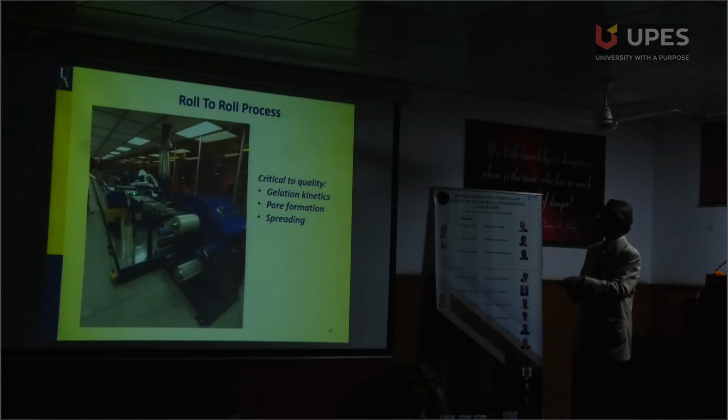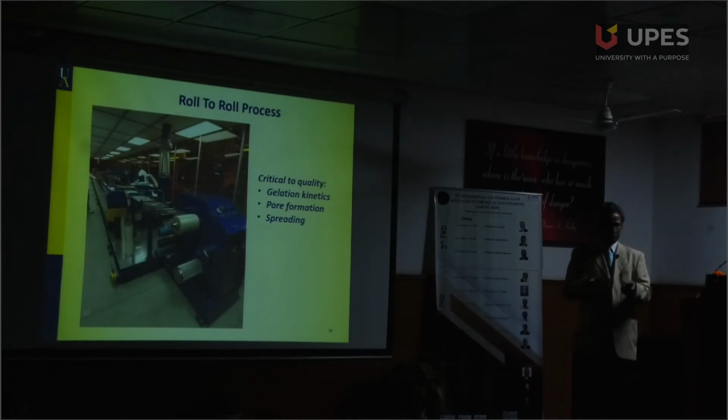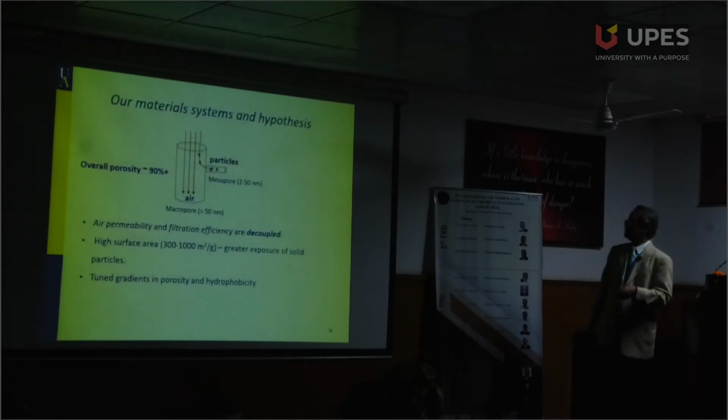it flows, and then we collect the material on a roll system and take it to a supercritical dryer. The kinetics of gelation, the dynamics of pore formation, and also the spreading, all three are very important. So we have a very good handle on how to make sheets of material, and we are able to make it. I just wanted to share with you that we have this process to take it to a commercial application.